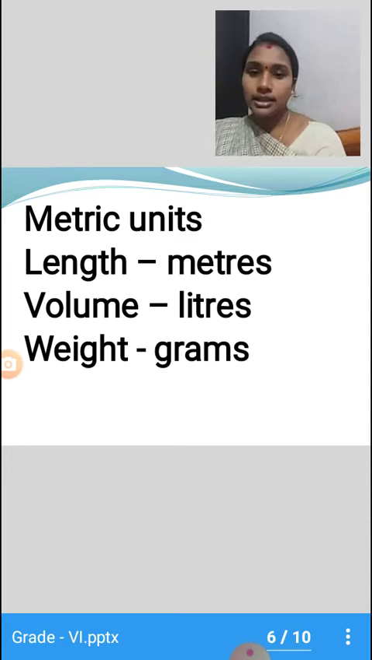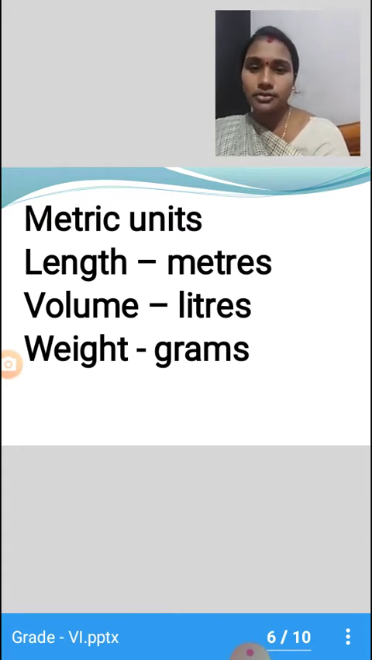Suppose you feel thirsty and you want to buy a water bottle, you get it in terms of liters. Do you buy meters of water bottle? No, you buy only liters of water. You want a 1 liter bottle or 2 liter bottle, it depends. Volume is always measured in terms of liters.